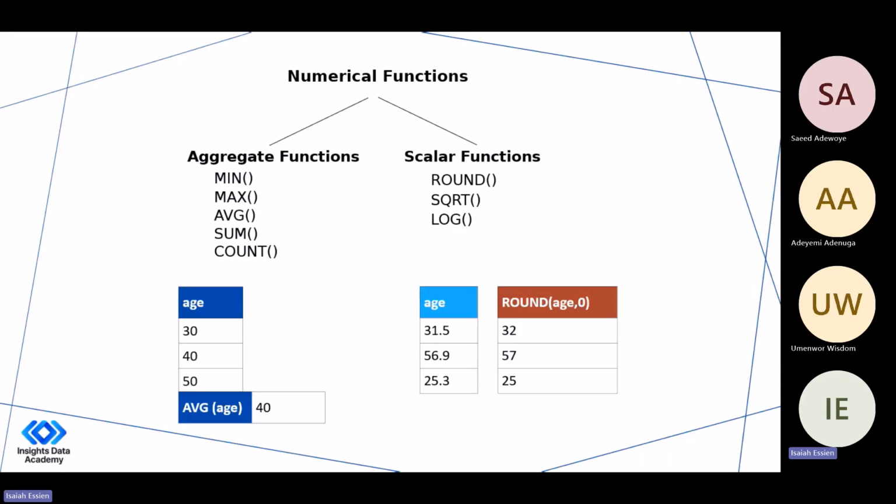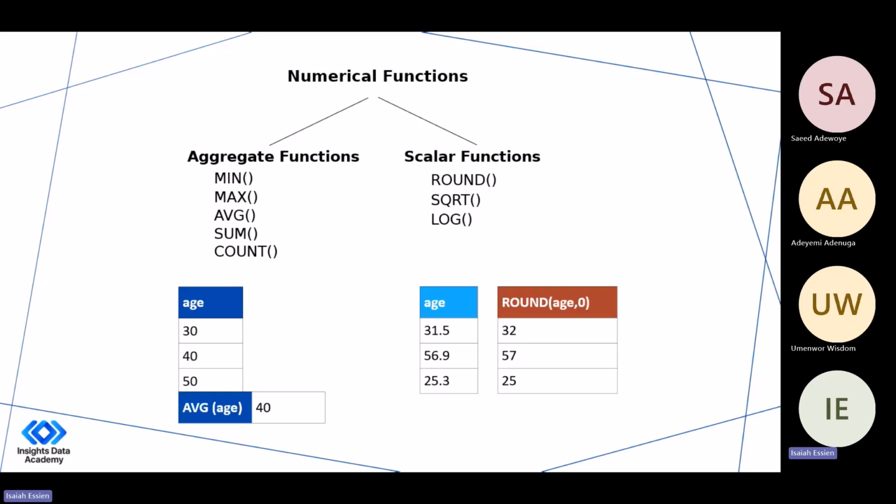All right. So before we move ahead, let's first of all talk a little bit more about numerical functions. Numerical functions can be categorized into two: the aggregate functions and the scalar functions. It's important for you to be able to differentiate these two types, because that will help you to know when you are to use the keywords that we are going to talk about today. Examples of aggregate functions are minimum, the min function.